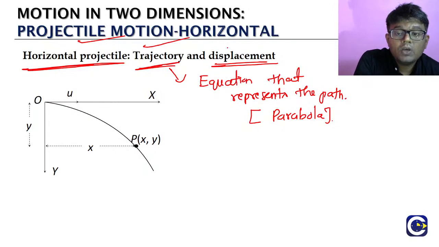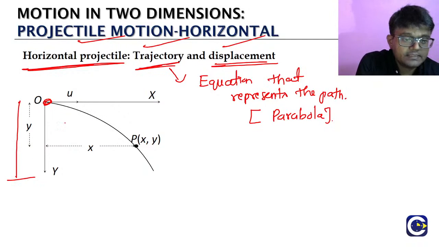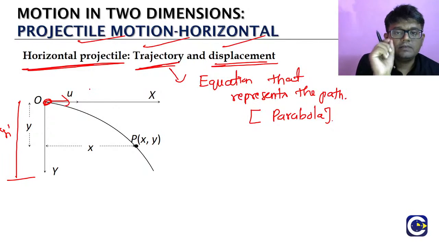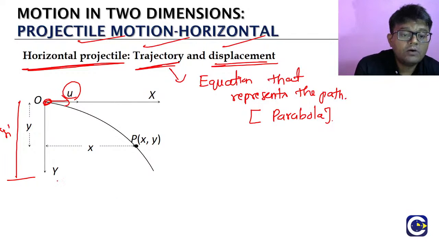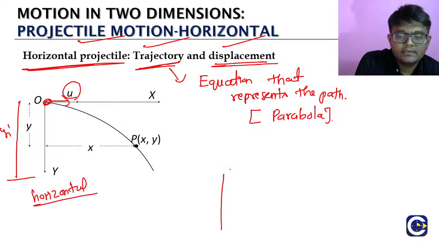We also have to find the displacement. Now look at this, guys. We are starting from here at a height h above the surface. From there we have thrown the object horizontally with an initial velocity. What is the initial velocity value? U. Every time, we have to write horizontal and vertical separately.